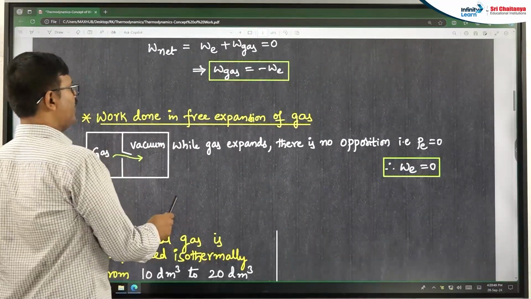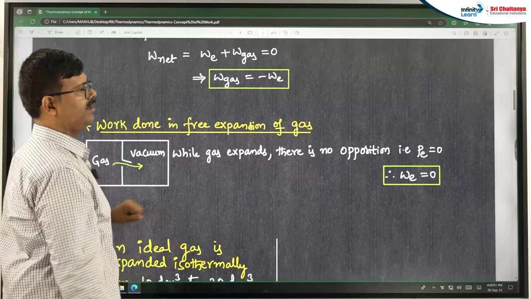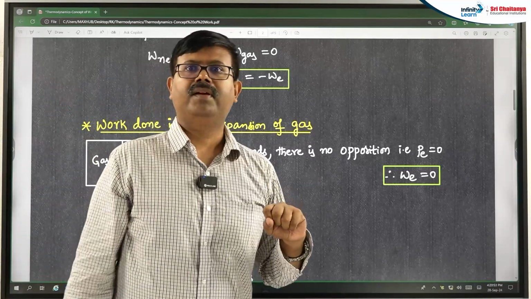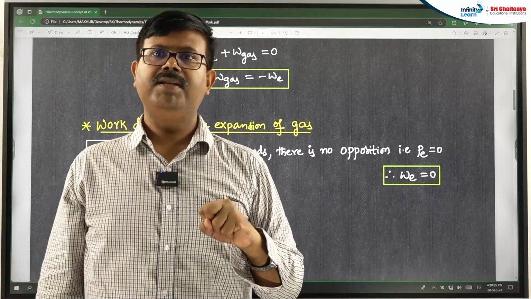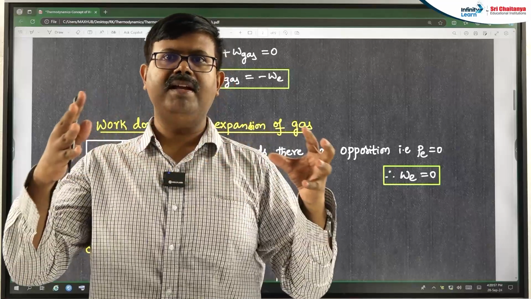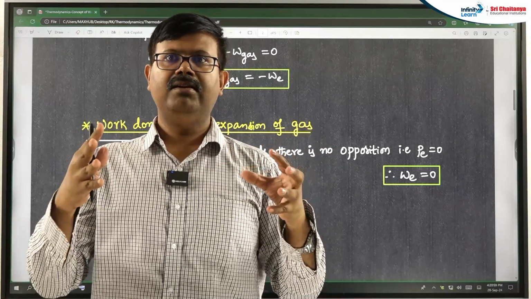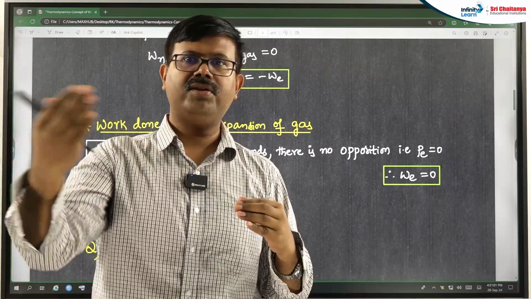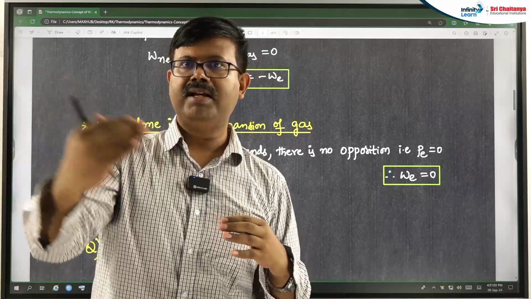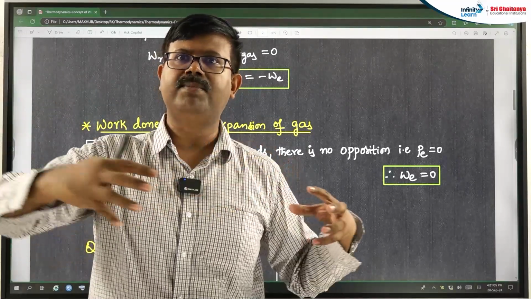Next case, work done in free expansion. See, work done in free expansion means what? A gas is expanding but freely. Freely means there is no opposition to the expansion. No one is opposing the gas from the other side when it is expanding.